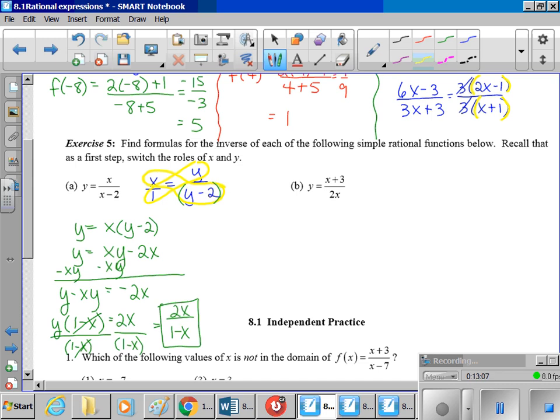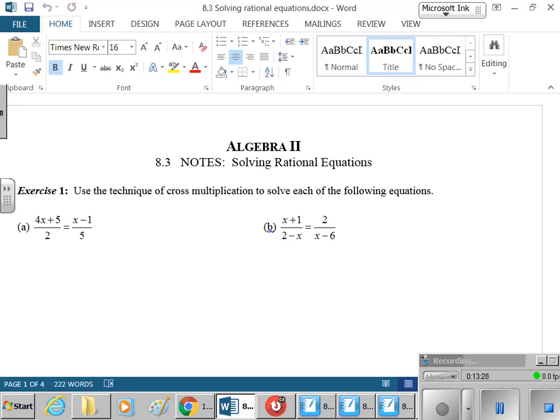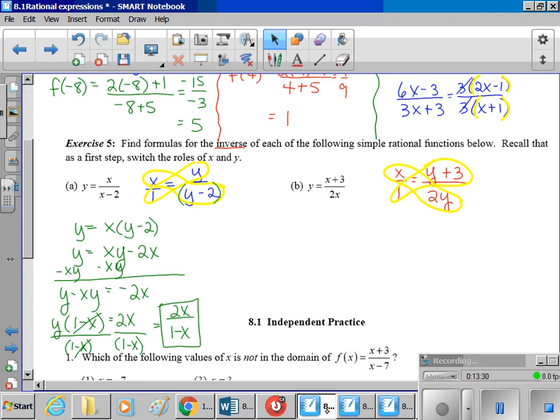So inverse, one more time. We're going to switch the x and the y's. If it's okay, I'm going to write x over 1 equals y plus 3 over 2y. And then we're going to cross multiply. I have y plus 3. Doesn't matter which one you start with. y plus 3 equals 2xy.